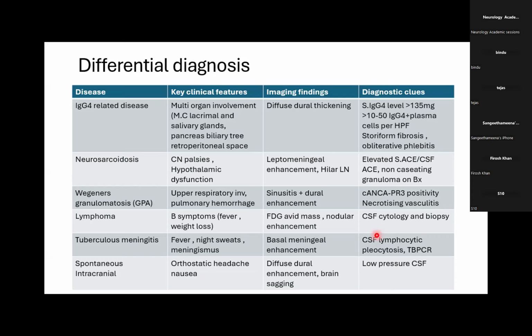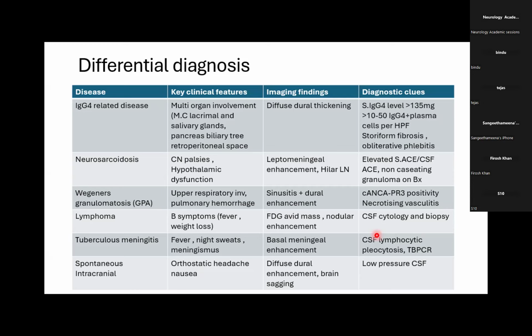Then tuberculous meningitis: fever, night sweats, and meningismus. Imaging findings mainly show basal meningeal enhancement, but along with pachymeningeal enhancement, there may be leptomeningeal enhancement as well in tuberculous meningitis. The diagnostic clues include CSF lymphocytic pleocytosis, and TB PCR will be positive.